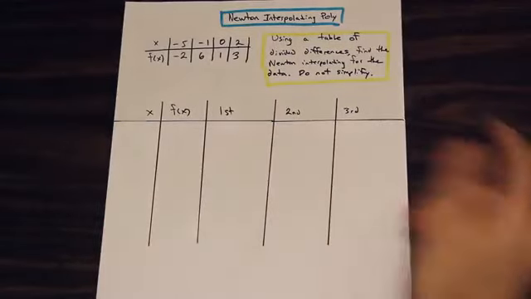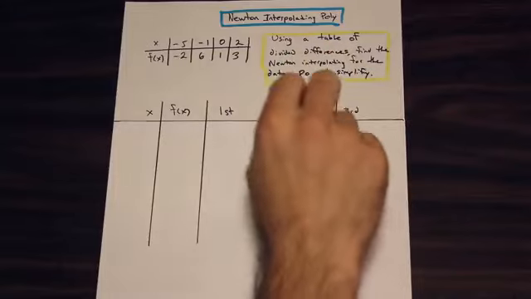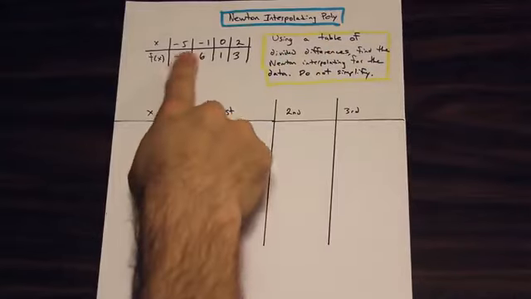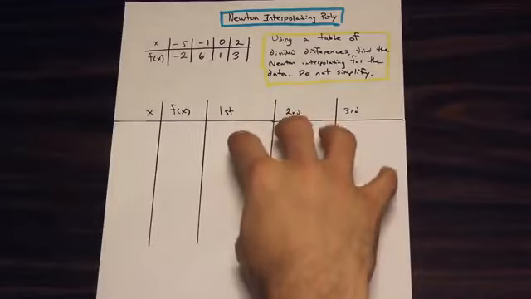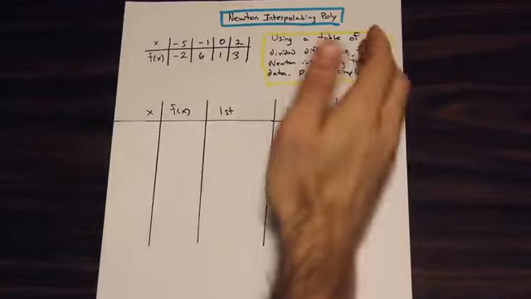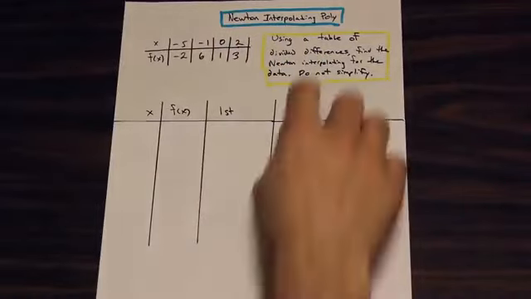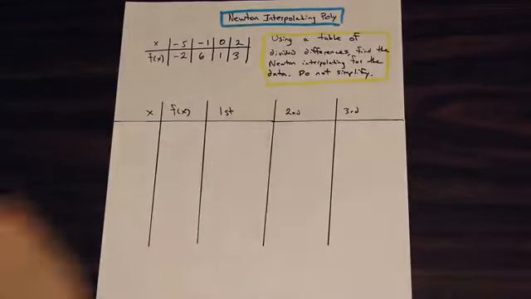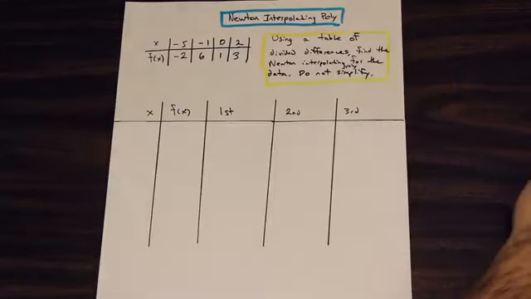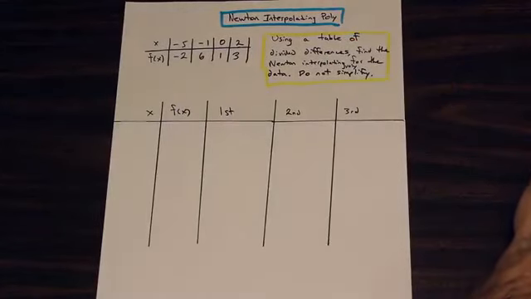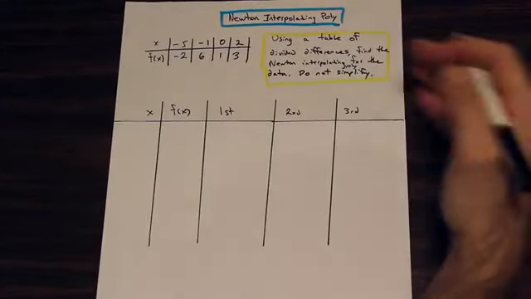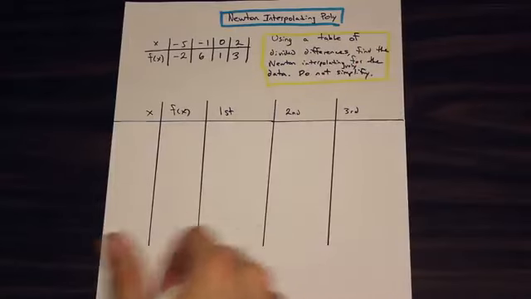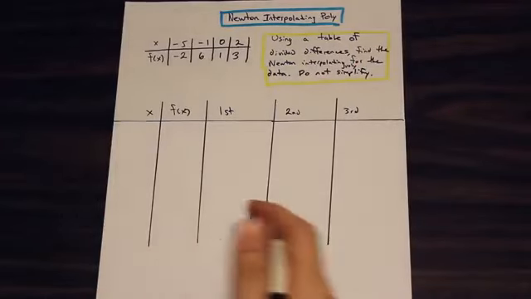I've gone ahead and written the table out. Since we have 4 data points, we're going to have 3 columns in our table of divided differences. The question asks: using a table of divided differences, find the Newton interpolating poly for the data, do not simplify. We'll do the table first, then I'll write the formula out for the Newton interpolating poly, and then we'll just fill in the blanks.